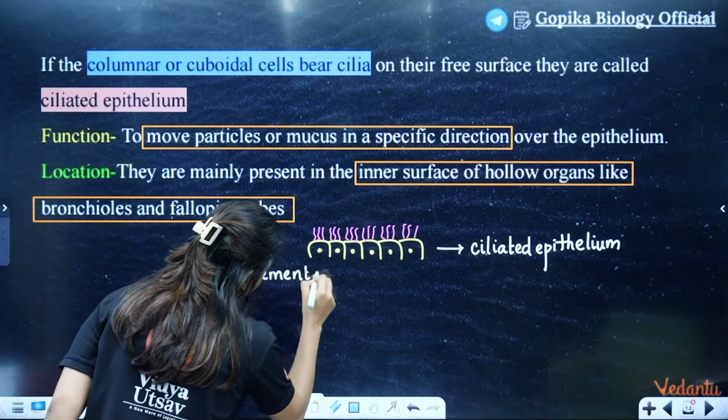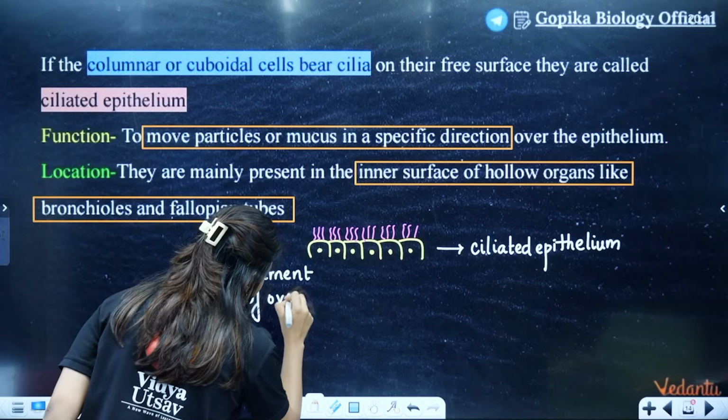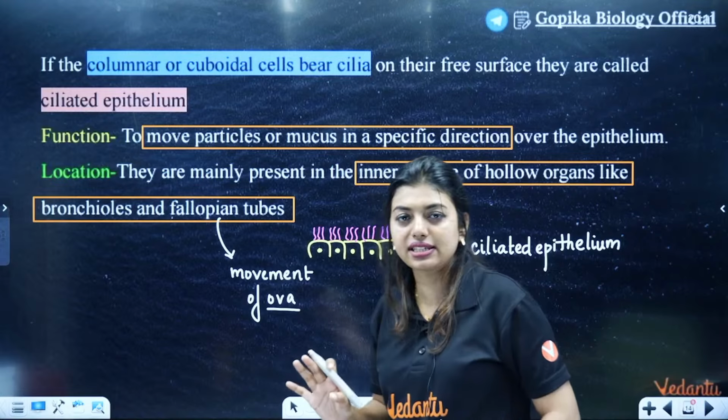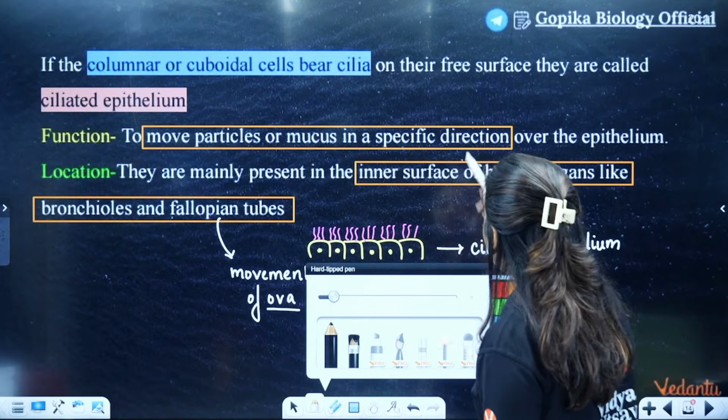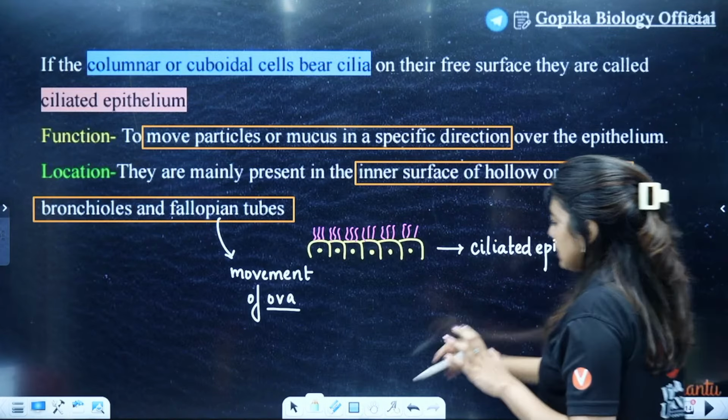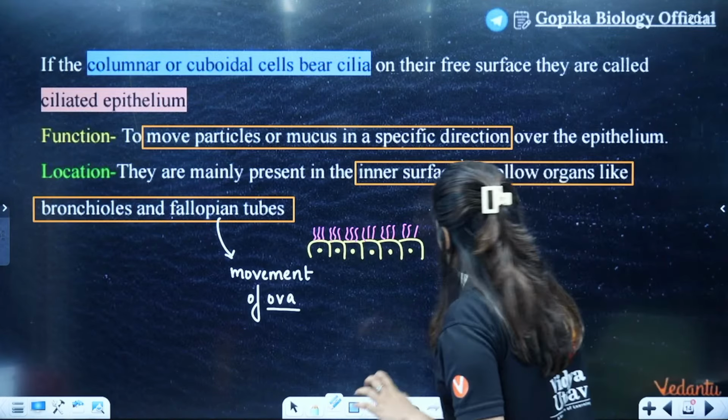Movement of ova. Students, wherever the cilia are there, obviously they are going to help in movement. Other than that, they won't do rocket science. They'll just help in movement. Now here, see, they have told one nice statement, so it's important for you to understand. Now I'll erase this and I'll write it down later.